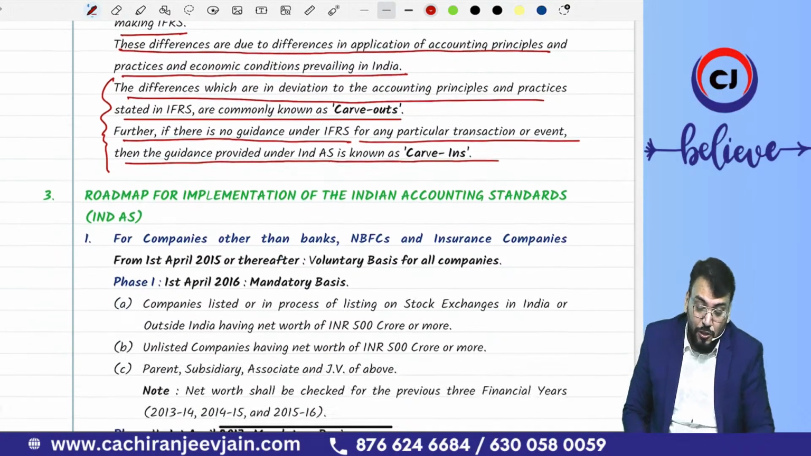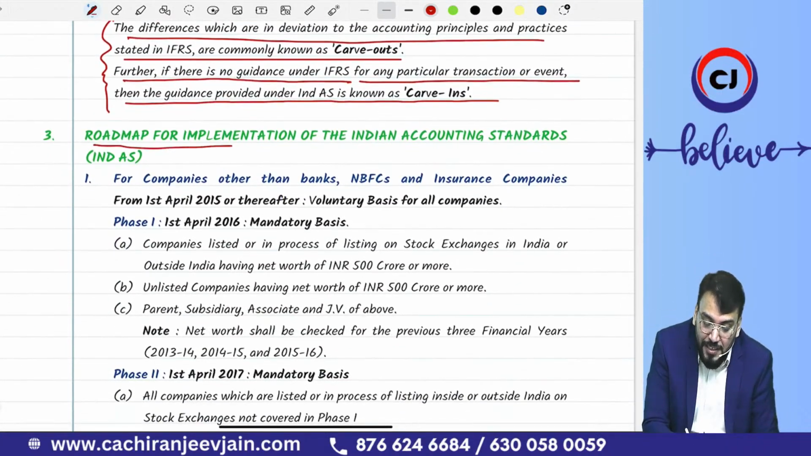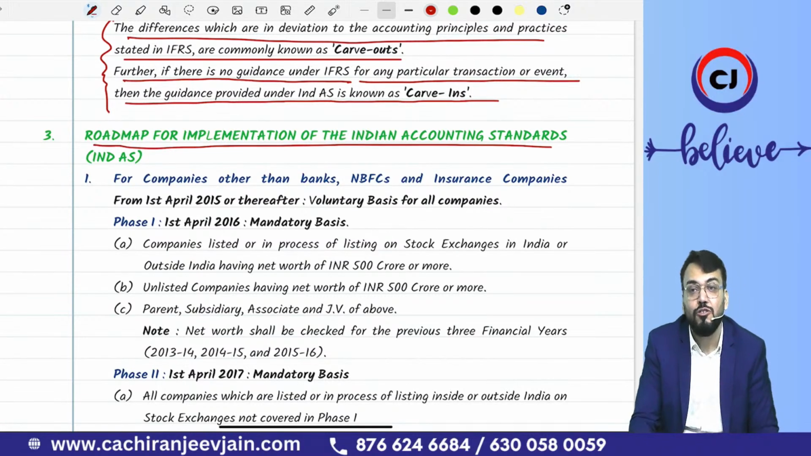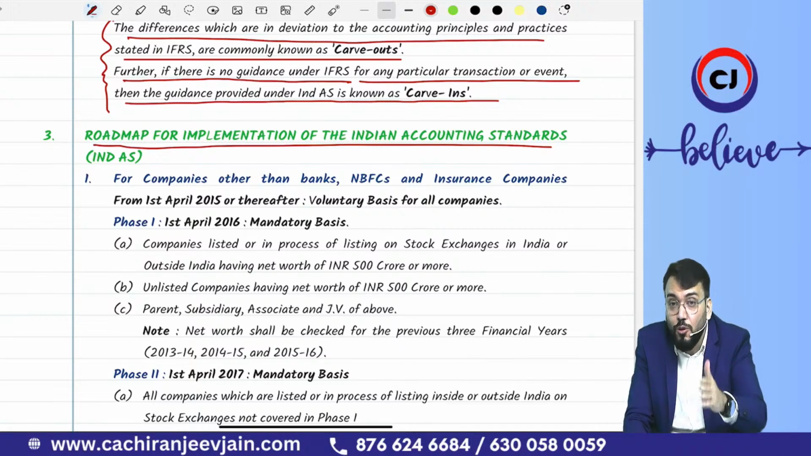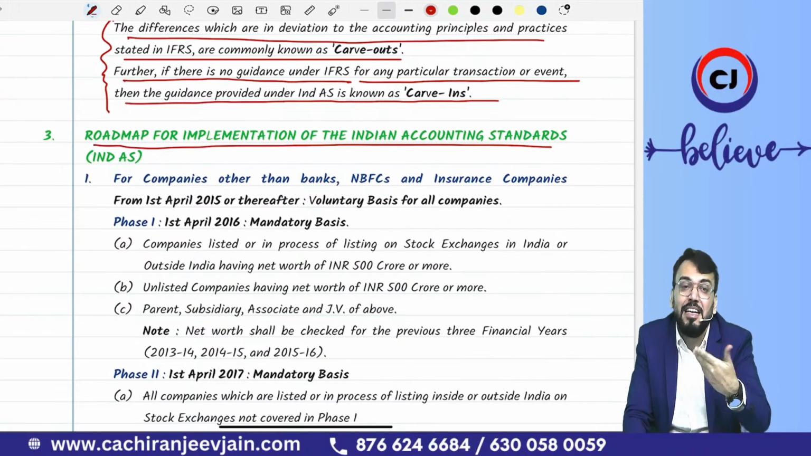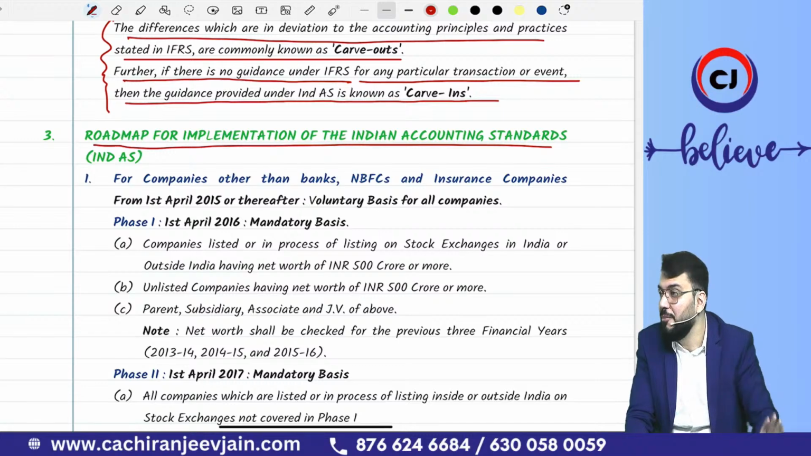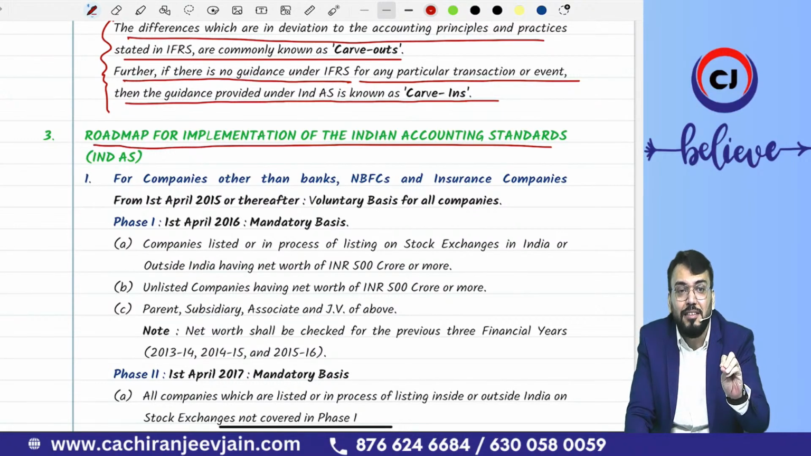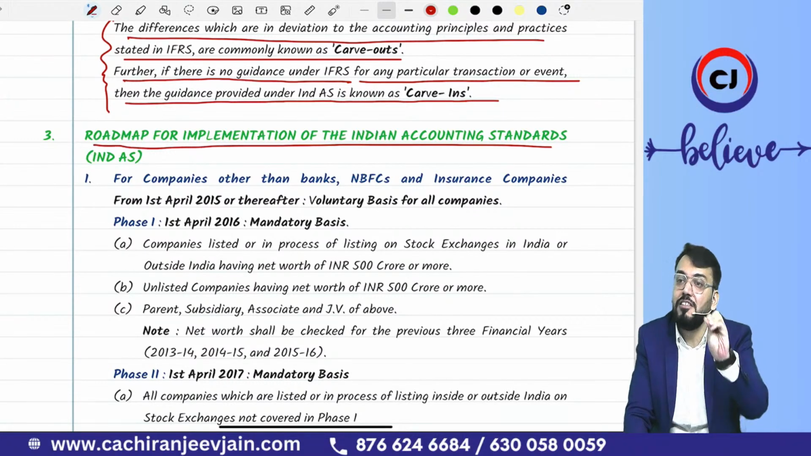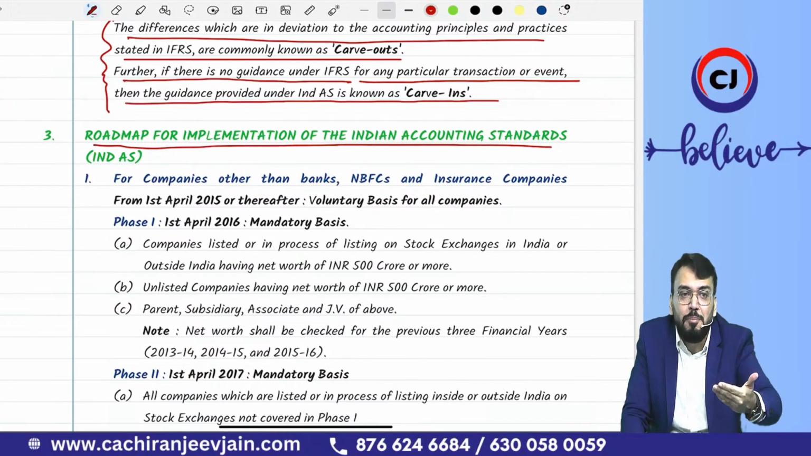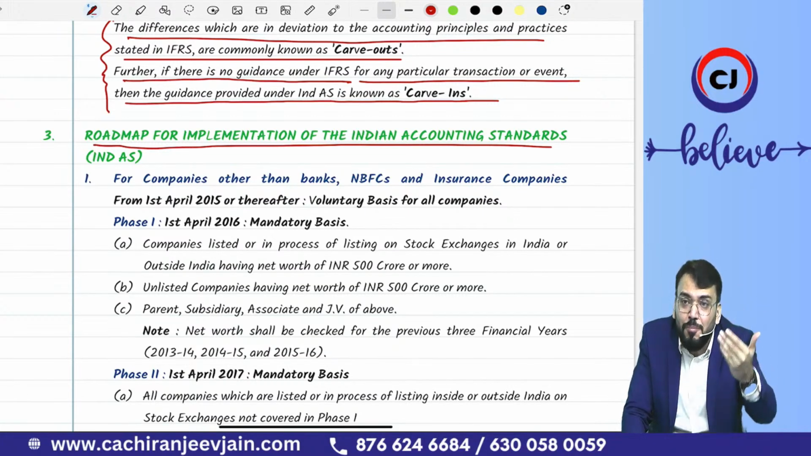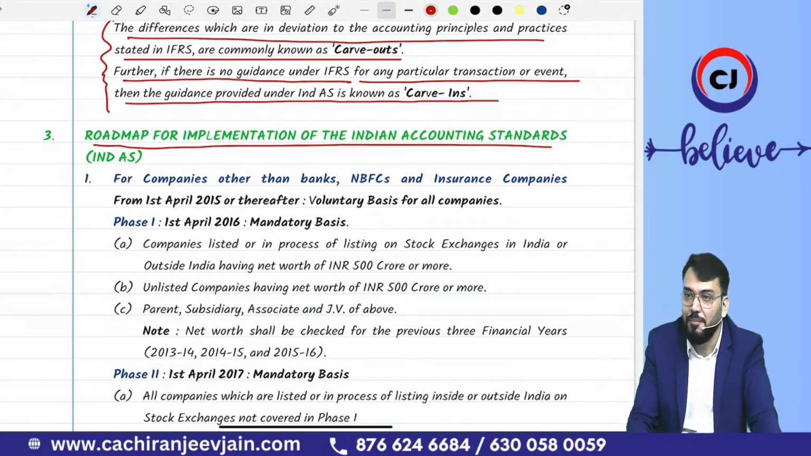Now coming to the roadmap for the implementation of Indian accounting standard. The Companies (Indian Accounting Standards) Rules 2015 has given the roadmap of how to implement Ind AS for Indian companies. They have not given it directly in one way, saying now it will be applicable. They have given it in a phased manner. First Ind AS will be applicable to this company, after that it will be applicable to that company. Some roadmap has been defined. Let us understand one by one.